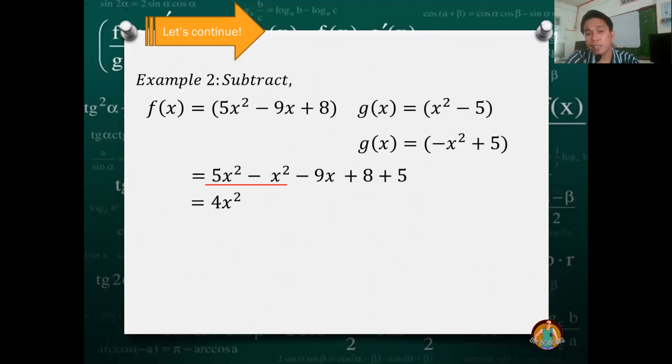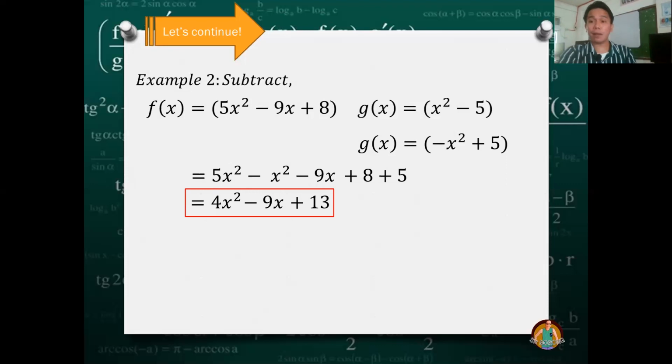Kasi 5 minus 1 is 4 and copy x squared. Since yung negative 9 walang partner, we'll just copy negative 9. And 8 plus 5, positive 8 and positive 5 will give us positive 13 and that will be our final answer. That is horizontal method. Okay? So try naman natin yung vertical.